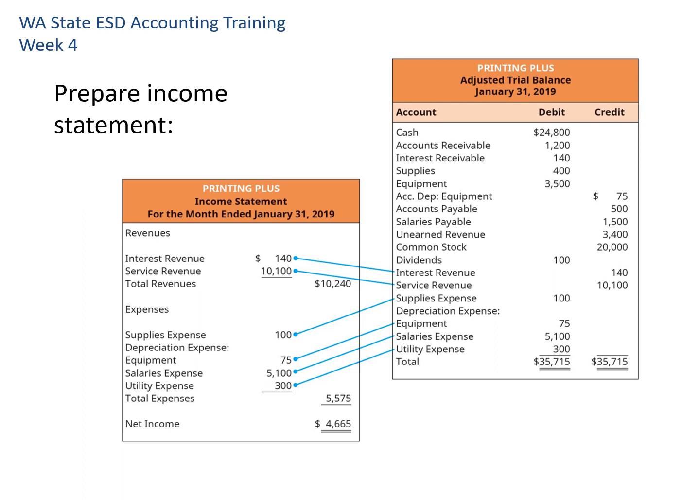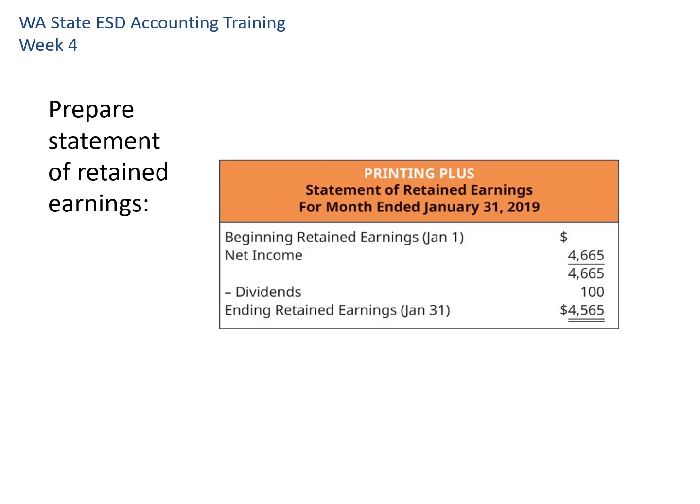So this company had a profit. They had net income of 4,665. We do the income statement first because we need that net income figure in order to do the second statement. And the second statement in this company is the retained earnings statement.